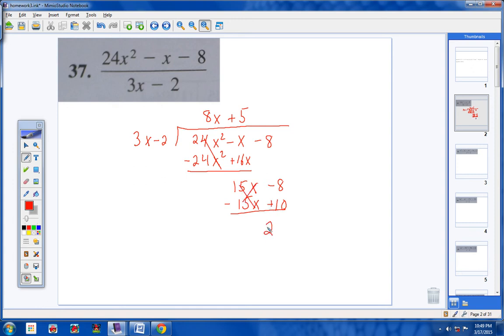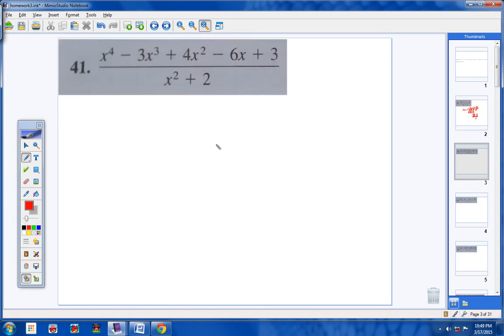Now you know you're finished for a couple reasons. First of all, you've used all of these terms up here, every single one. Number 2, your degree here, which is x to the 0, is smaller than your degree right here. This is a 1 degree. And so you know you cannot divide a 1 degree into a 0 degree. So you have a remainder of 2. So plus 2 over 3x minus 2. And there's your answer. Let's try this again on number 41.